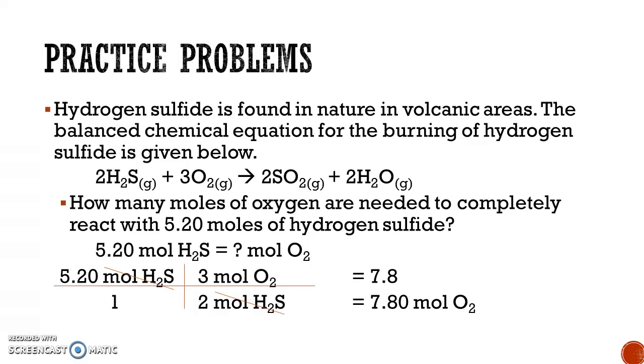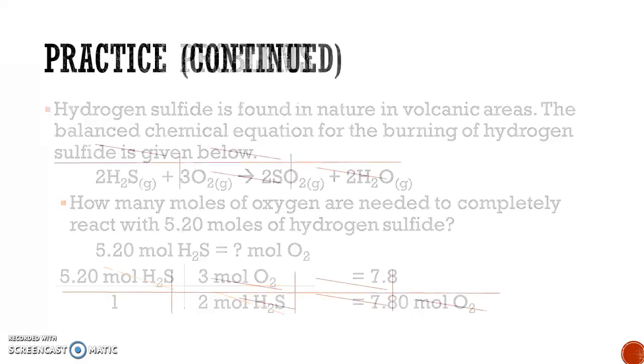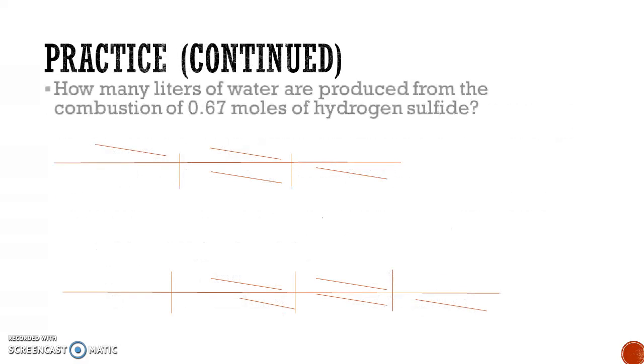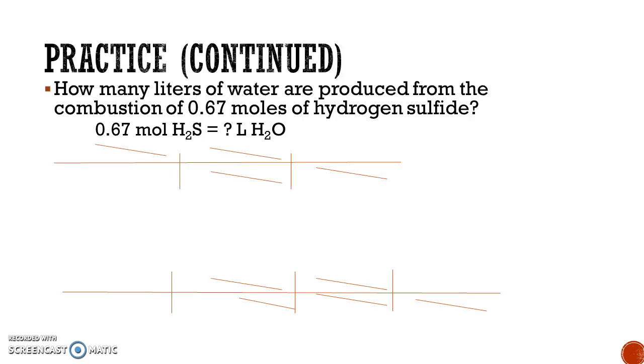Let's try another problem using the same equation. This time we will perform the steps without as much direction. Our first task is to find the given and wanted values. 0.67 moles of hydrogen sulfide is the given, and how many liters of water is the wanted value. We rewrite to condense the problem. 0.67 moles hydrogen sulfide equals how many liters of water.